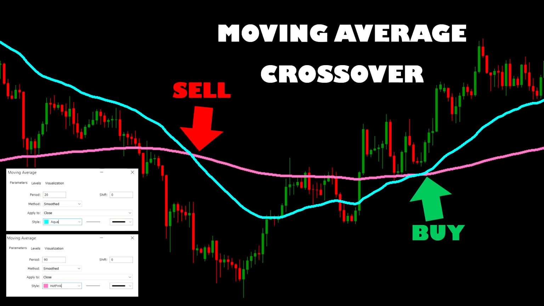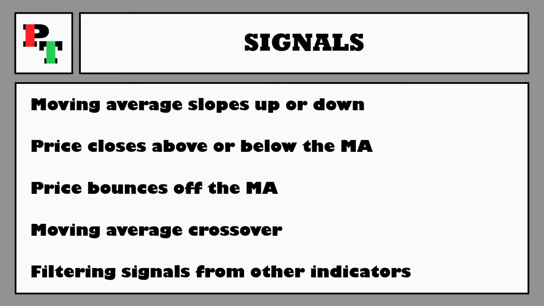Unsurprising though, it's not all about taking your entry signals directly from the moving average. A lot of traders who use the moving average actually use it as a filter for their other entry indicators that give them their final say on their trade entries.